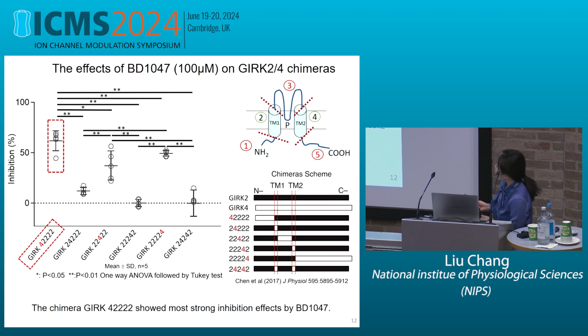By electrophysiological recording, we found if the chimera contains the whole N-term, pore forming region, or C-term, it shows relatively strong inhibition. Especially when the chimera contains the N-term, it shows the strongest inhibition. So we started to search for the binding site from the N-term.